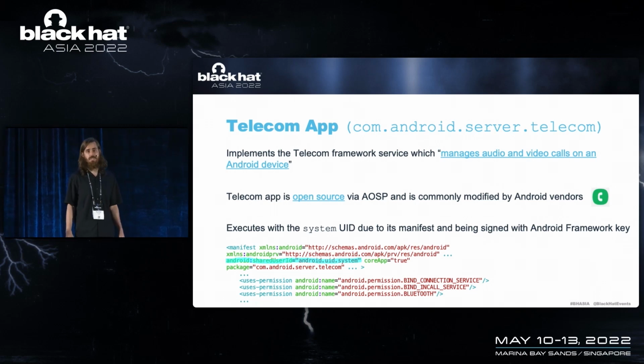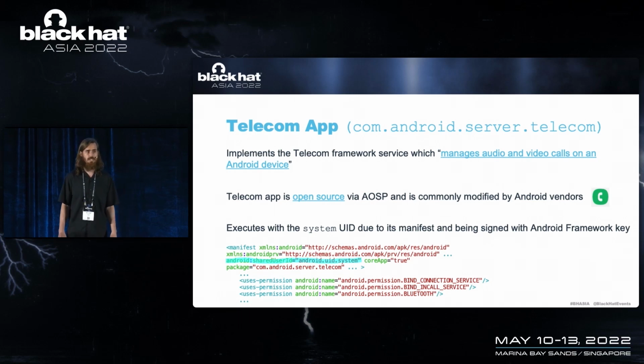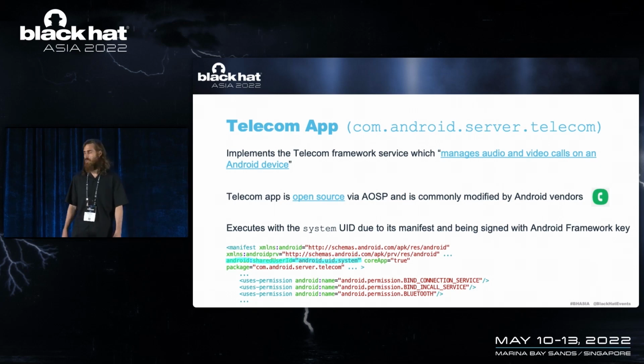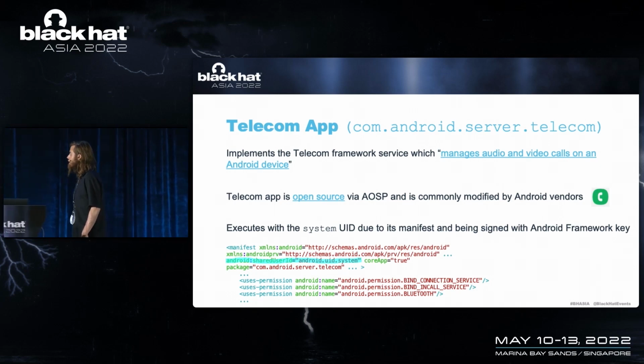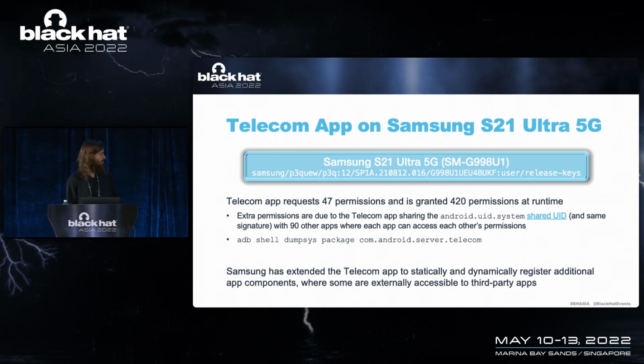So the Telecom app is open source. You can browse the code, or you can fork it. This application is generally modified by Android vendors, and it executes with the system user ID, which to do this, an application will need to use a shared user ID of Android UID system and be signed with the same key that signs the Android framework.